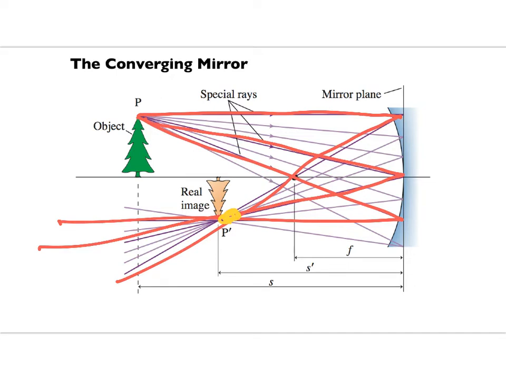So the process we use is exactly the same. The only thing we've done is we've added a reflection. Instead of the rays continuing through the lens, they bounce off the mirror.